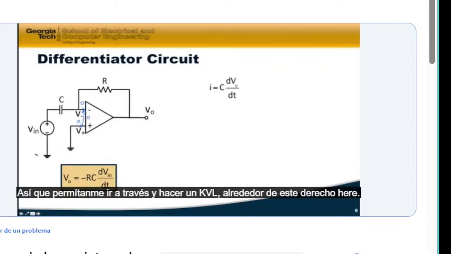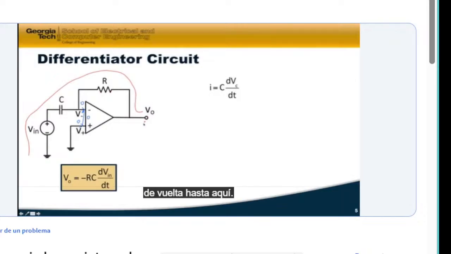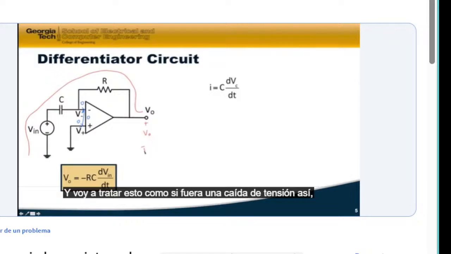So let me go through and do a KVL around this right here, going up through this source, across the capacitor, through the resistor, and back out to here. And I'm going to treat this as being a voltage drop like this. So actually I go straight back down to the ground right here.